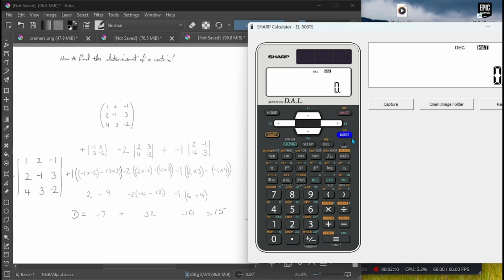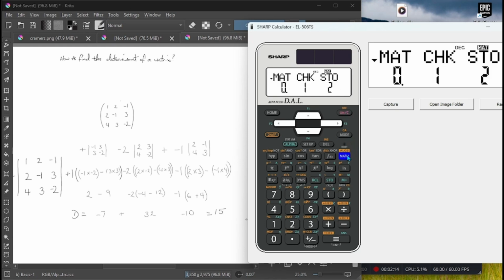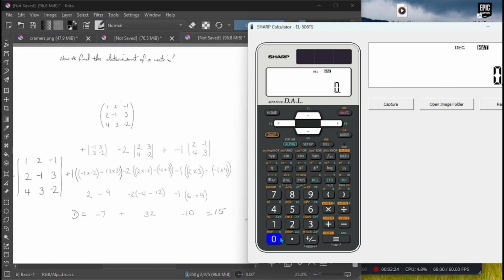Right, we could clear this and we could go into math. You'll see storage, which is 2, and we store it as matrix A, so we just press 0. So now it's stored as matrix A. So all we have to do now, you can double check to see if it worked by saying matrix A, multiply by 1 will give us this matrix here, which is the same one we used.